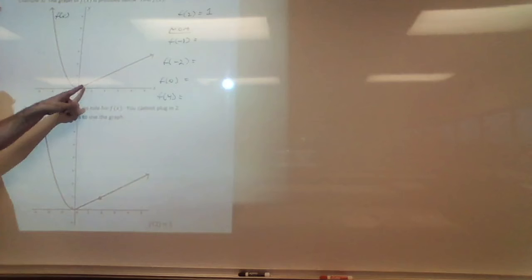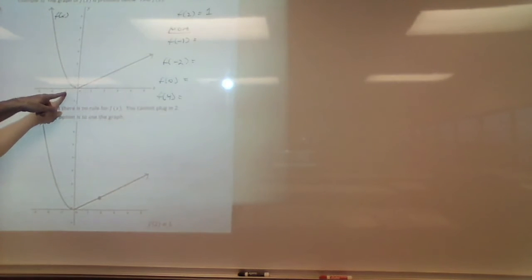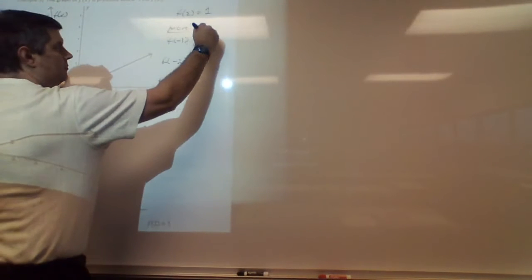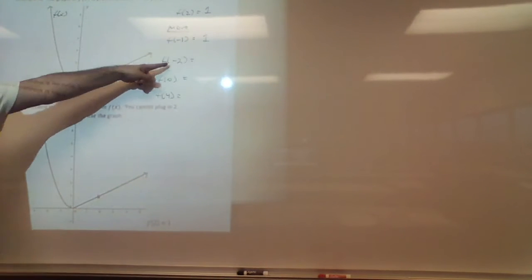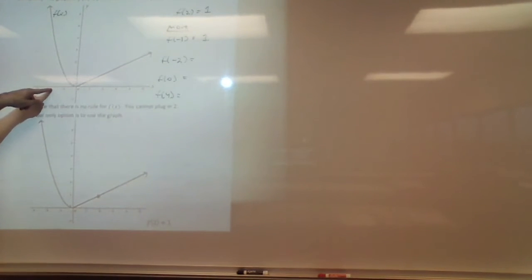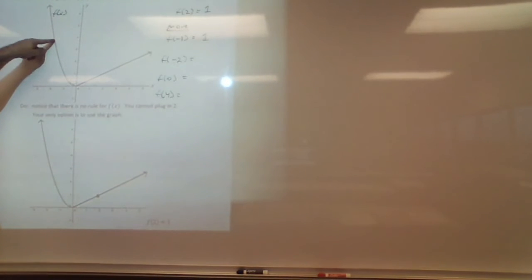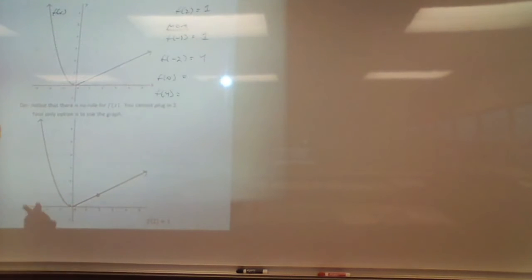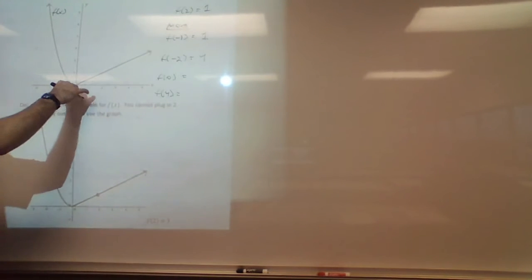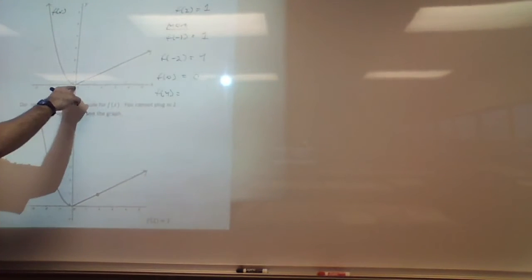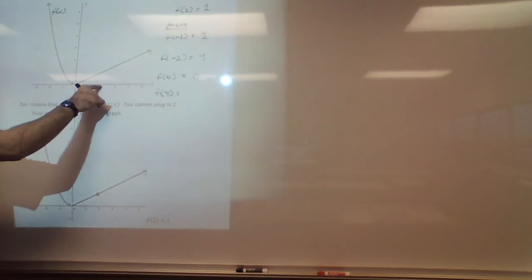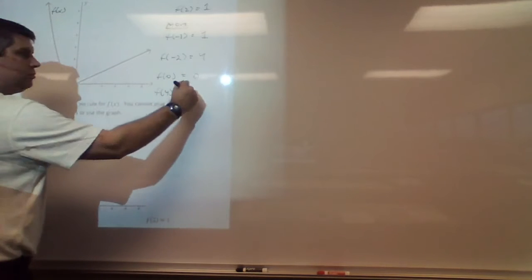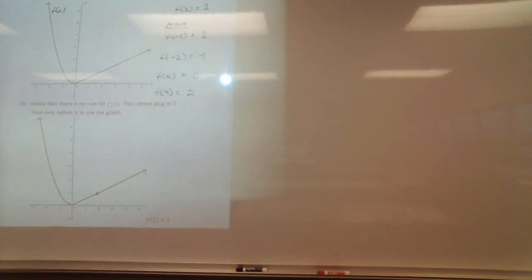So f of -1, I'll go to x equals -1 on the number line, and I will go up and meet a y coordinate of 1. At x equals -2, I go up and I meet a y coordinate of 4. When x equals 0, the y coordinate is also 0. And at f of 4, I will go to where x equals 1, 2, 3, and 4. And when I get there, the y coordinate is 2.